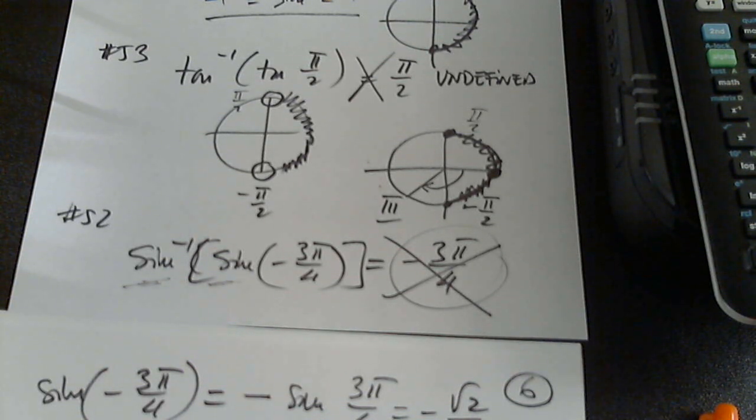So for this problem, you cannot blindly say, oh, I'm applying the inverse function to the function, so the answer has to be negative 3 pi over 4. No, not in this case. You cannot apply the property of inverse functions in this situation. You have to calculate the middle and then find the sine inverse of your result. And you have to get this.